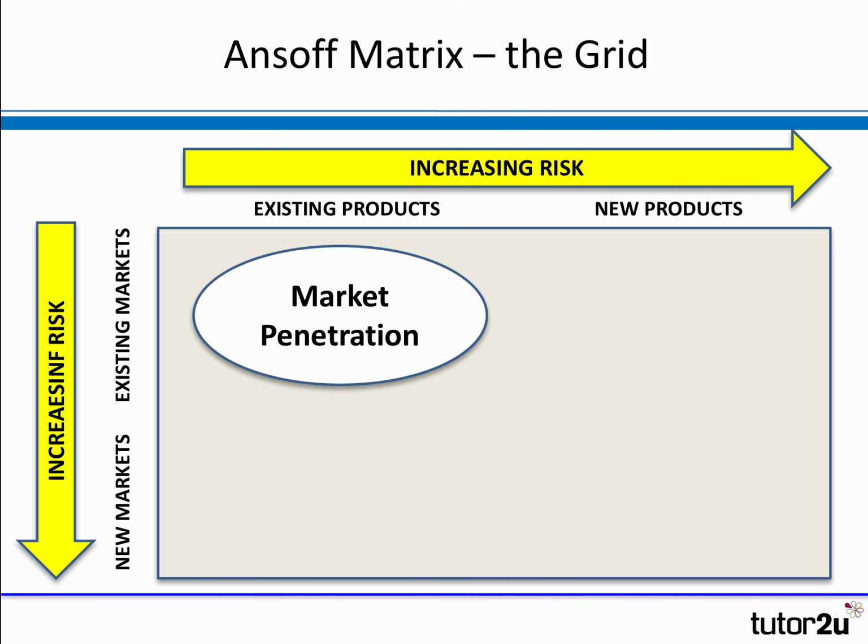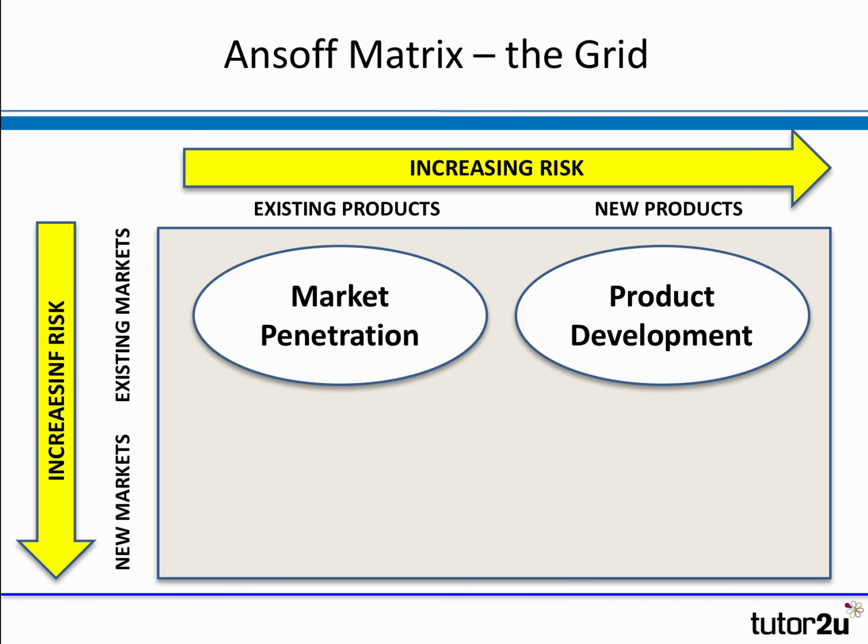The first of them is called market penetration. This is where the business sells existing products to existing markets. The second is called product development. This is where the business increases the risk somewhat by introducing new products, but trying to sell them to existing markets and customers.